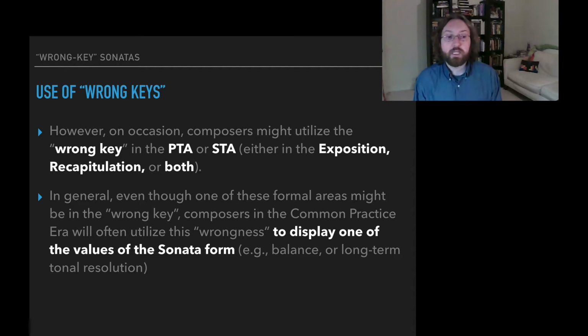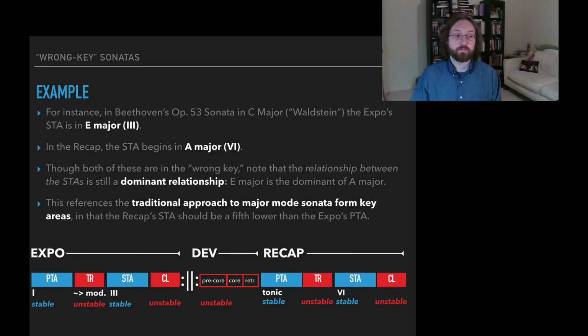In general, even though one of these formal areas might be in the wrong key, composers in the common practice era will often utilize this wrongness to display one of the values of sonata form, in other words, balance or perhaps long-term resolution. For instance, let's consider Beethoven's Opus 53 Sonata in C major, the Waldstein.